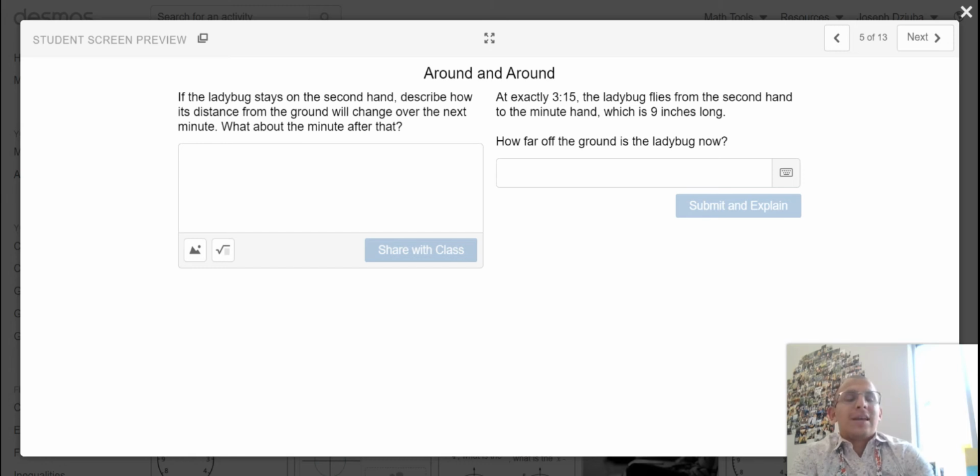If the ladybug stays on the second hand for a full rotation, describe how its distance from the ground will change over the next minute. What about the minute after that? What do you notice? There should be some type of repetitive or periodic behavior that is unfolding. At exactly 3:15, the ladybug flies from the second hand to the minute hand, which is 9 inches long. How far off the ground is the ladybug now?